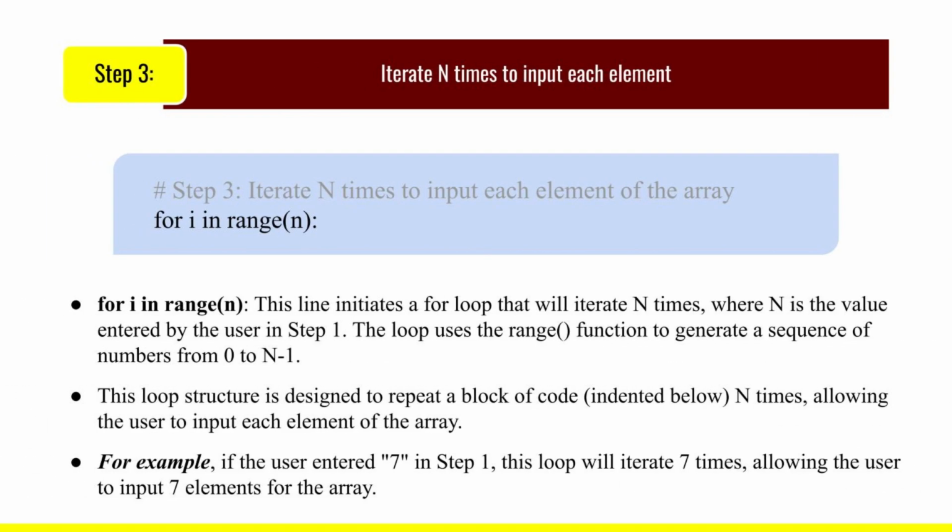Now, we move on to step 3, a crucial step in our coding journey. Here, we initiate a loop that will iterate n times, where n is the size of our array. This loop structure ensures that we collect input for each element of the array, creating a seamless interaction with the user. Let's dive in and see how this step unfolds.